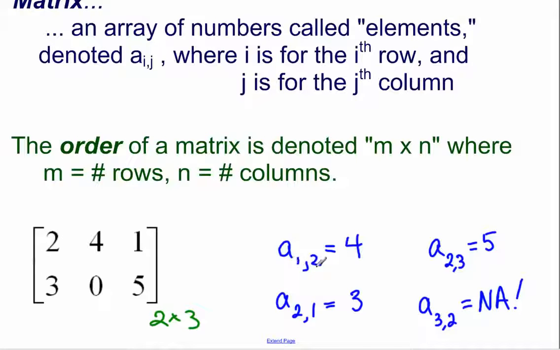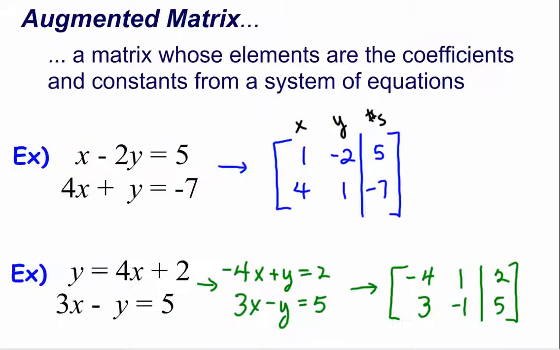Now, what would A sub 1,2 be? That's row and column, so the first row, second element would be 4. What if I switch that? A sub 2,1. That would be second row, first entry, so that would be the 3 over here, right? A sub 2,3, second row, third entry. Yep, that's 5. But if you switch it this time, A sub 3,2, there is no third row, so this is not applicable. It's not an answer. There's nothing we can answer there. All right, so order is really important when it comes to matrices.